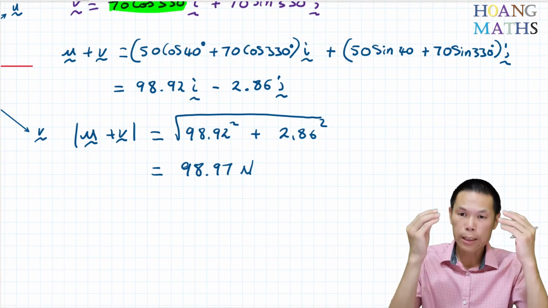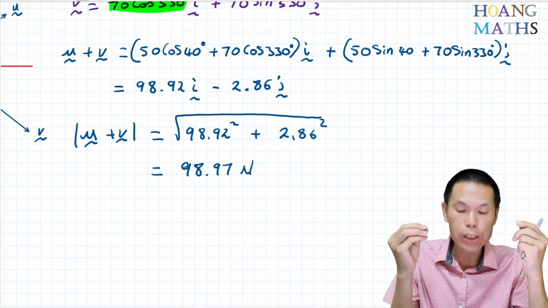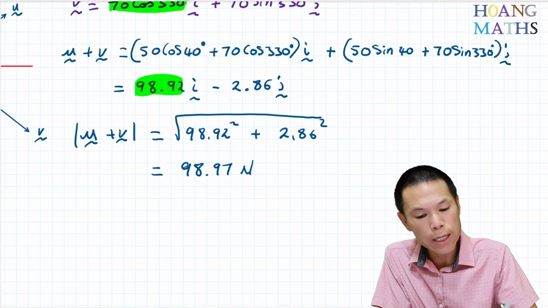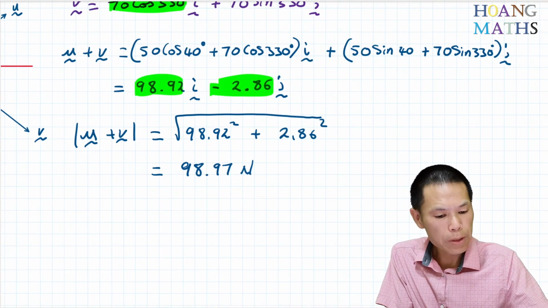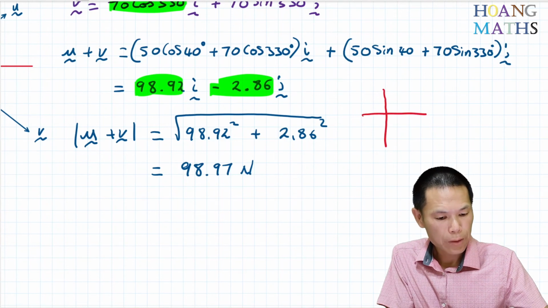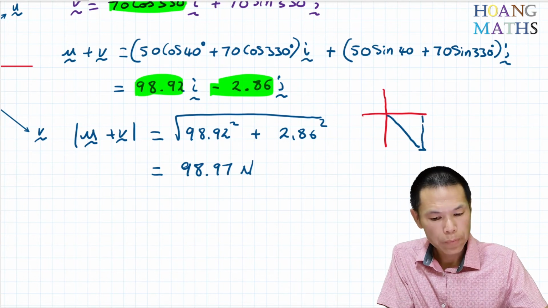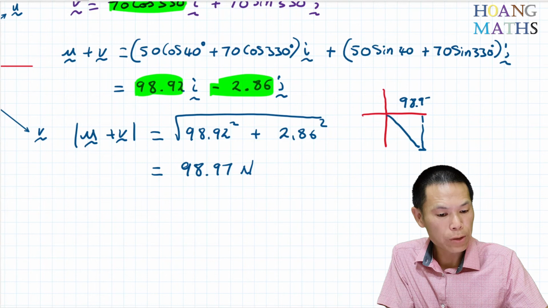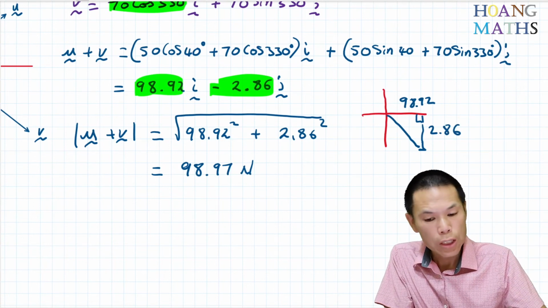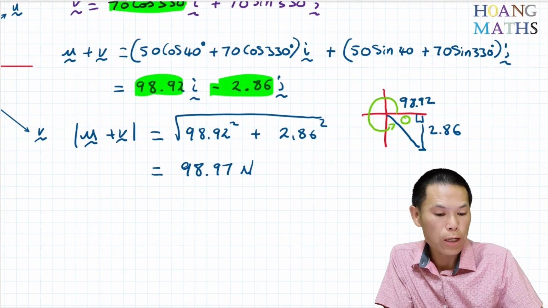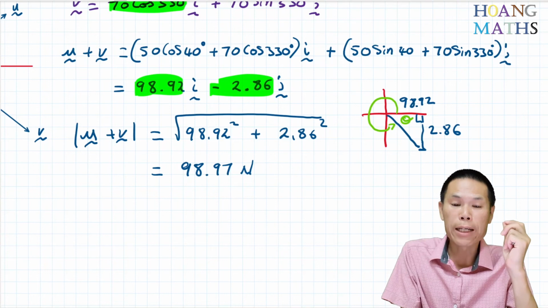So we need to find the direction. We can see the direction is in the fourth quadrant because we have a positive i component and a negative j component. Let me draw the vector diagram. This is the resultant vector. This is 98.92 and the vertical length is 2.86. Now we can find the direction of this vector, which is from here to here. So we need to find angle theta first, and then we go 360 minus that.